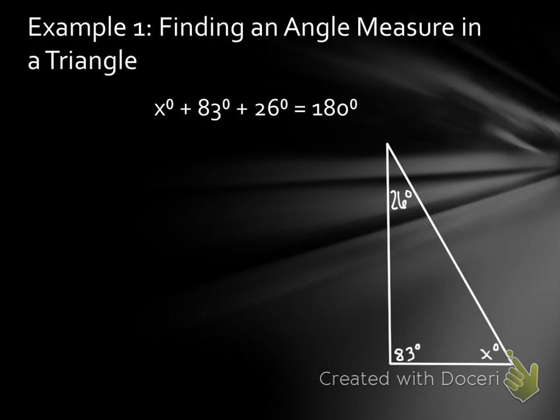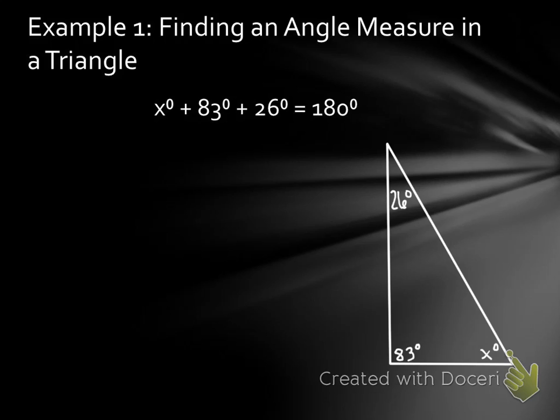All right, so I'm going to set this up as an equation. So I set it up, x plus 83 plus 26 equals 180. Why did I say that it equals 180? Where did I get that total from? Kathy? A triangle equals 180 degrees. Because all of the angles of a triangle always add up to 180 degrees, 100% of the time.